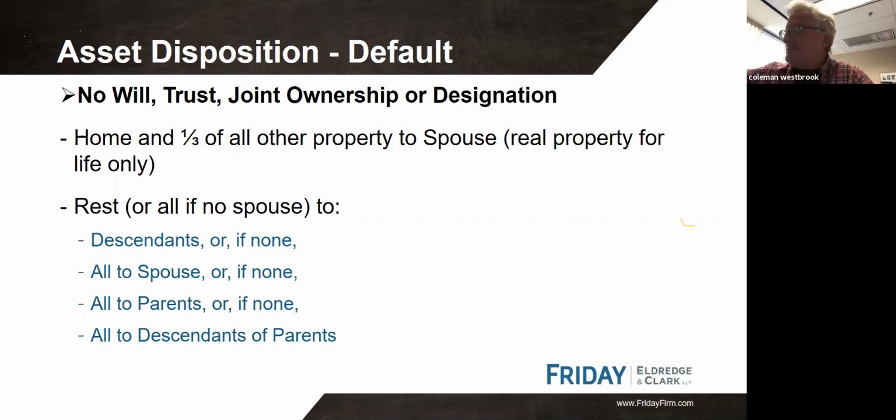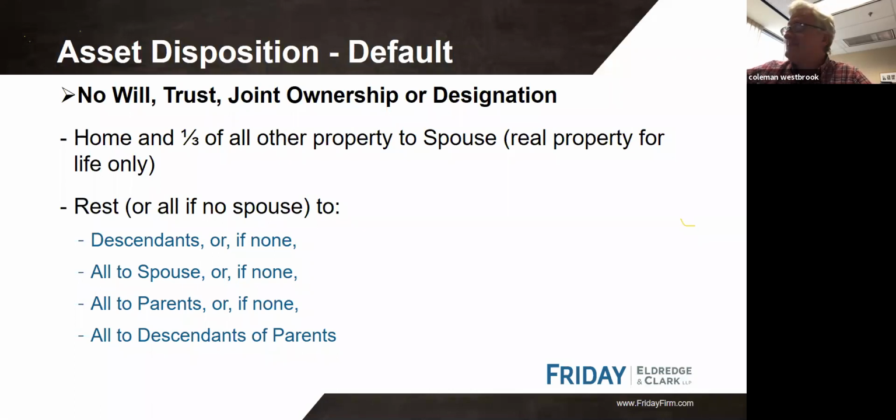So there's a plan for the spouse to get the home for life, a third of your real estate for life, and then a third of your personal property. And then the rest would go to your descendants, which would probably be your kids, and so forth.